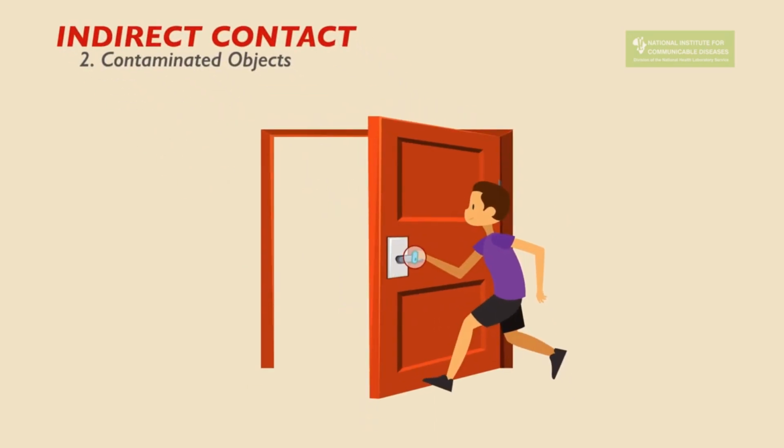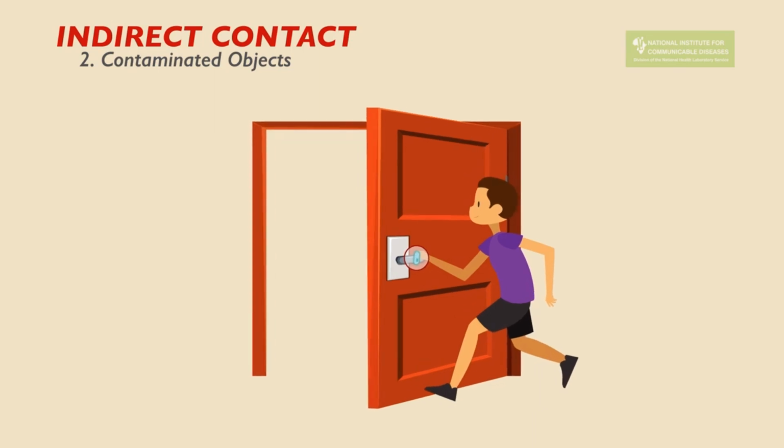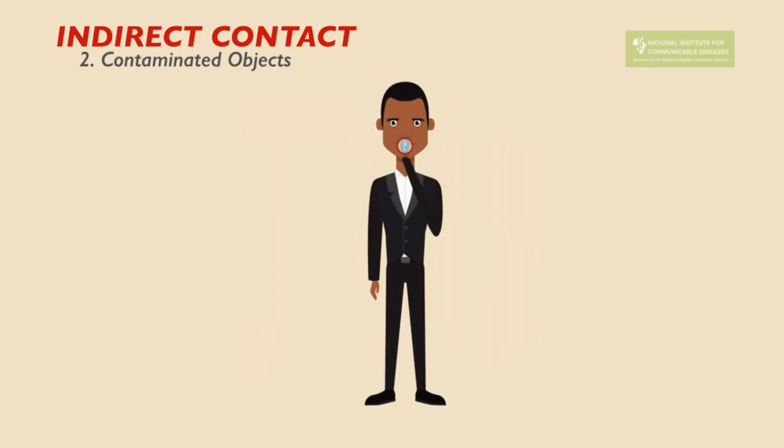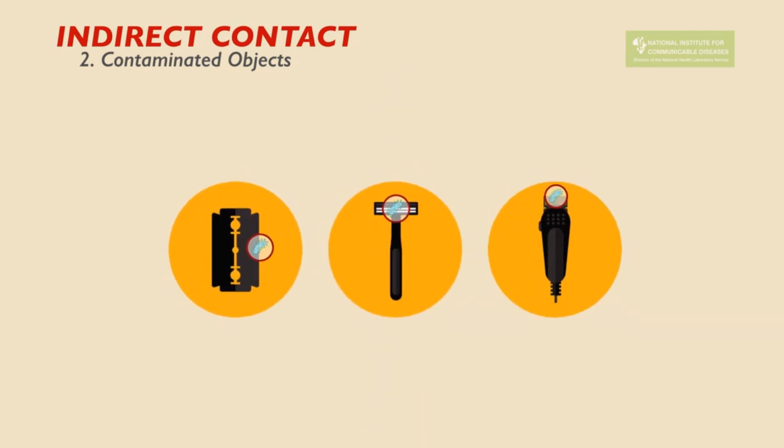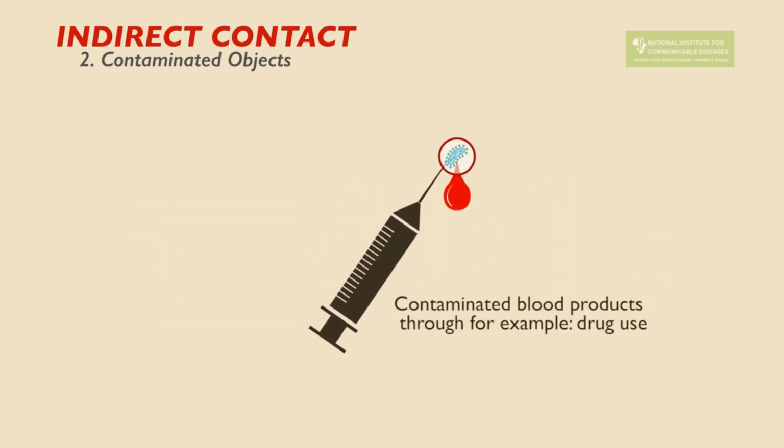If you touch an object, such as a doorknob, soon after an infected person, you might be exposed to infection. Transmission occurs when you touch your mouth, nose, or eyes before thoroughly washing your hands. Germs can also be spread through contaminated blood products and medical supplies.